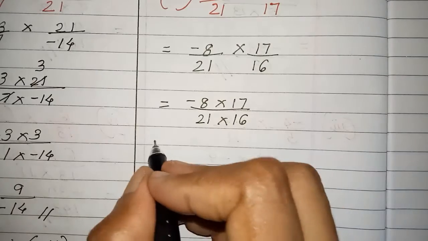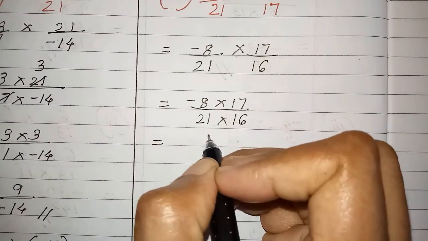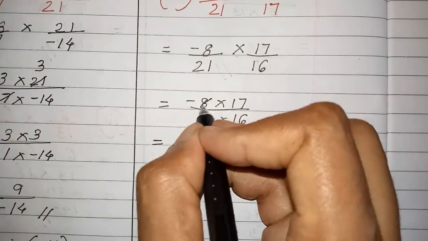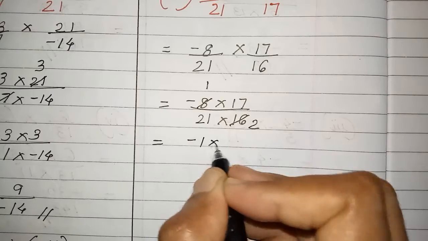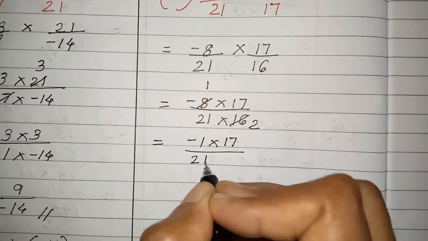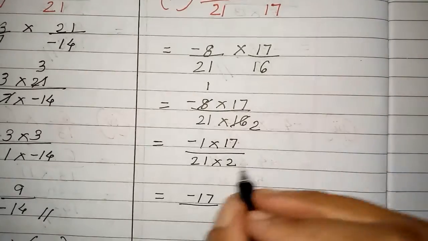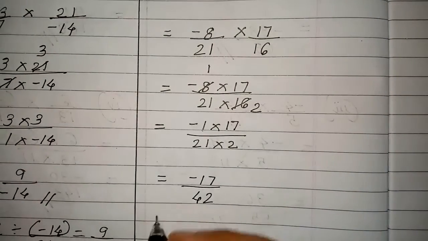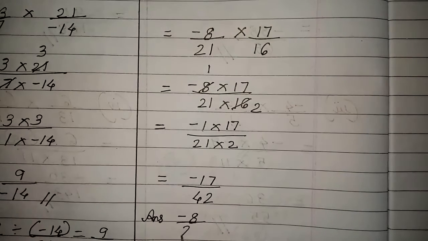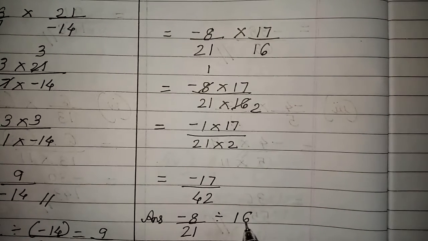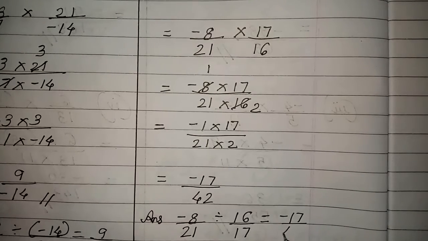Yes. Now what will happen, children? You can cancel, no? What can you cancel? Only 8 and 16 can be cancelled. So 8 ones are 8, 8 twos are 16, but the minus sign is there. So minus 1 into 17 and 21 into 2. Minus 1 into 17 is minus 17. 21 doubled, you get 42. So my final answer is minus 8 upon 21 divided by 16 upon 17 is equal to minus 17 upon 42.